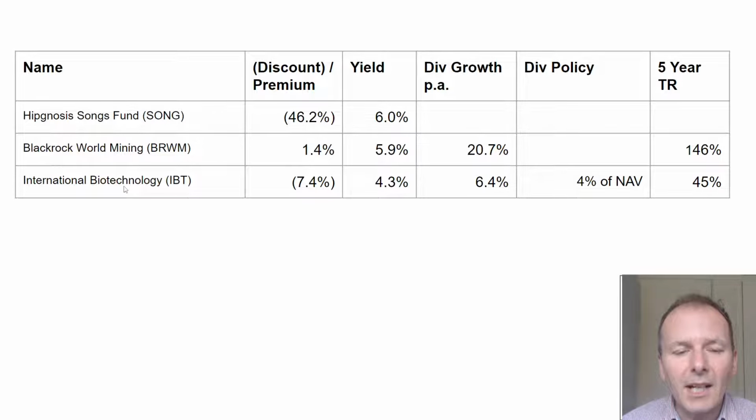cycle. International biotechnology is interesting if you want exposure to that area, and then you've got the dividend policy here, so you get a reasonable yield and then potential growth, although it's been a bit elusive recently.